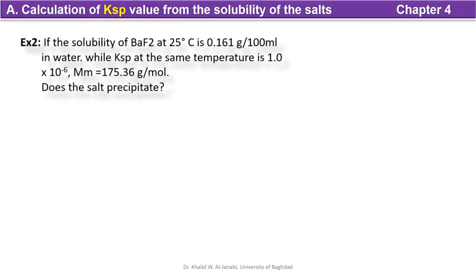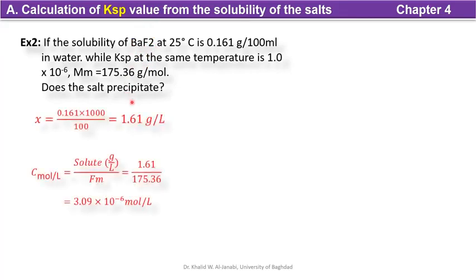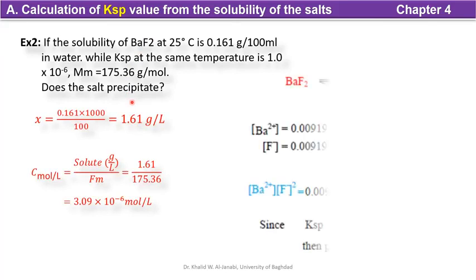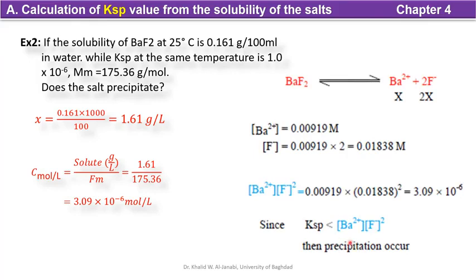This is another example of KSP. It's almost the same as the one before. We are requested here to find if the salt is going to precipitate or not. So we are going to follow the same steps we did before, but here we are going to compare the result, the value of the multiplication of the concentrations of the salt ions, with the value of KSP at the same temperature. And since the value is more than the KSP value, then the precipitation will occur.